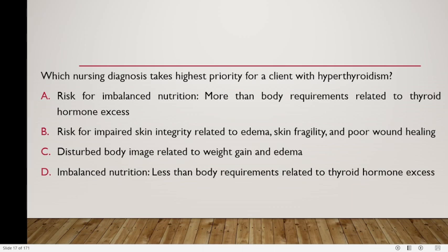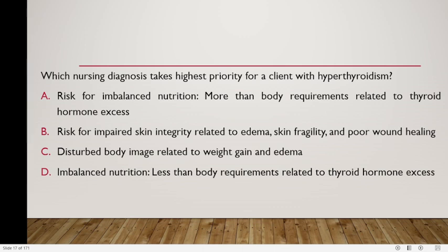Okay, guys, so this is a question for you. I want to give you 1 minute to attempt. Which nursing diagnosis takes highest priority for a client with hyperthyroidism? Guys, hyperthyroidism, we've said these are excessive T3, T4. The GIT is going to be super active.